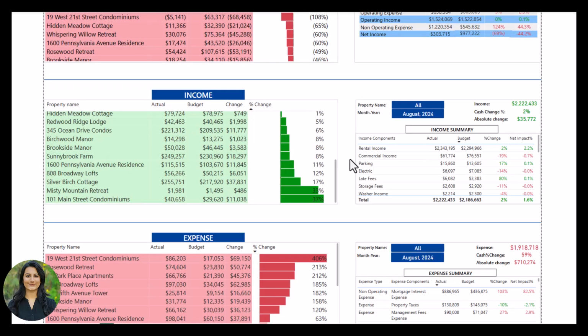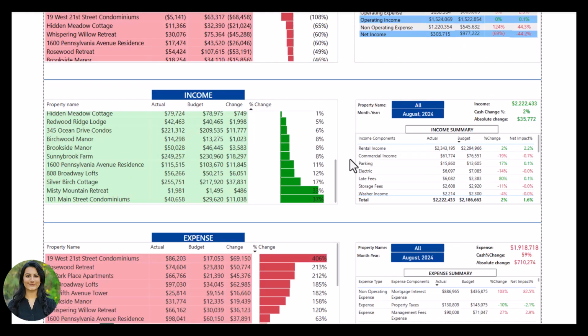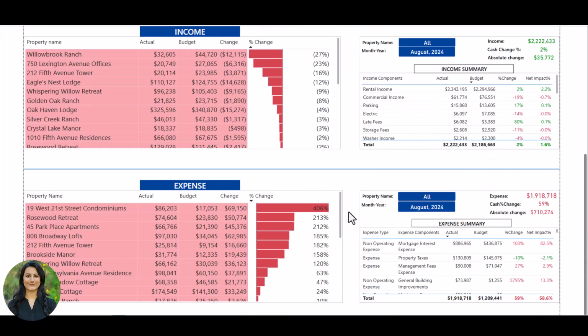To get the full picture, we'll look at the income summary on the right side. And here is the important part. Total income is actually 2% higher than the budgeted target. So it's clear that revenue is not the problem behind the low net income. Let's look at the expenses.